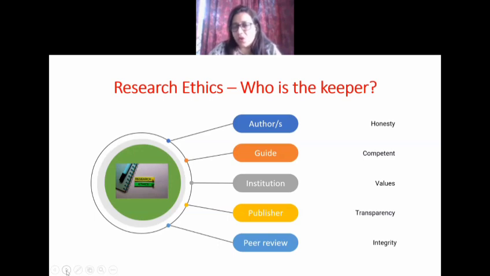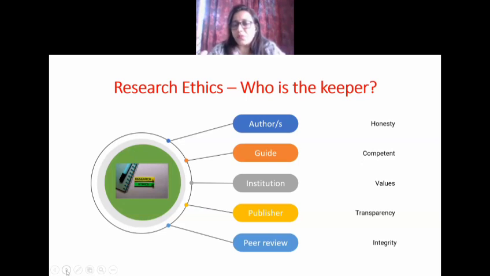The researcher, that is the author or the authors. Now, when there's a single author, the guidelines are there, but when there is a case of co-authorship, even more guidelines are there. There must be clarity at every stage. Future researchers are, of course, also stakeholders, because it's a continuum in the chain of events.